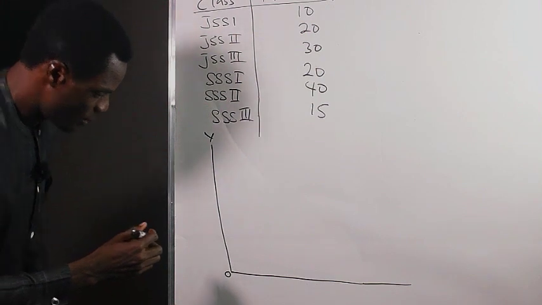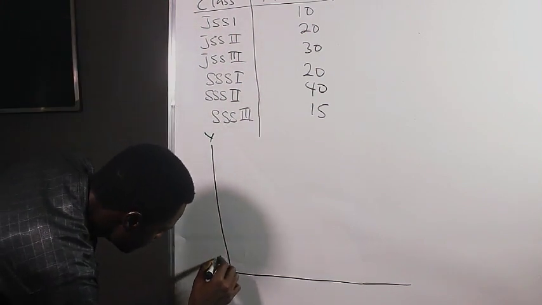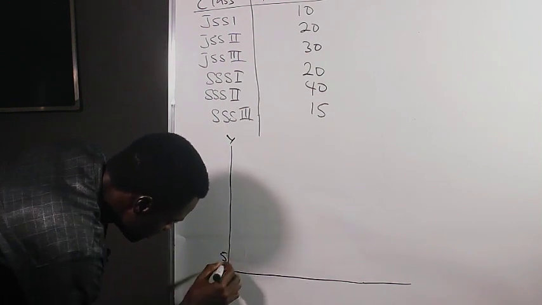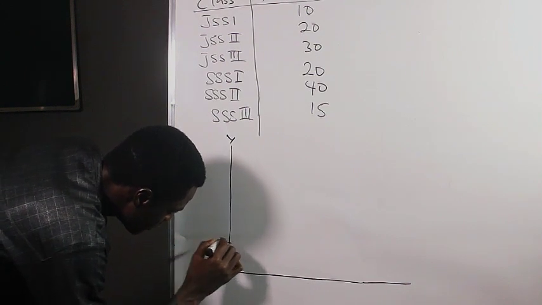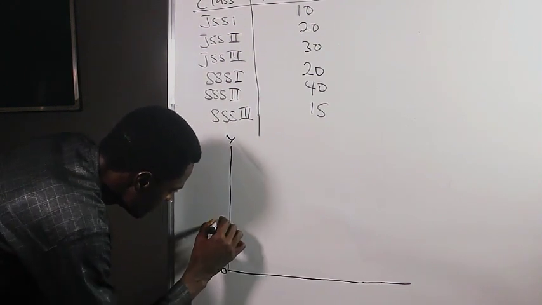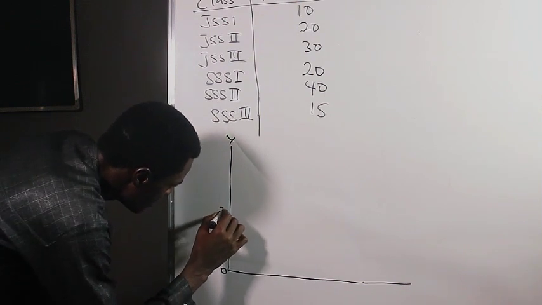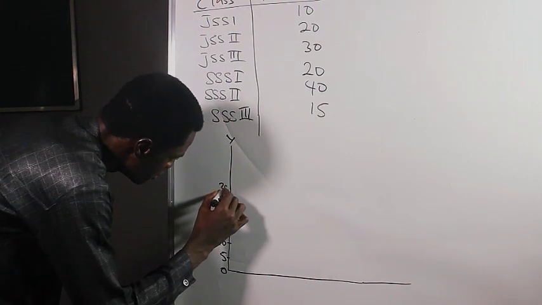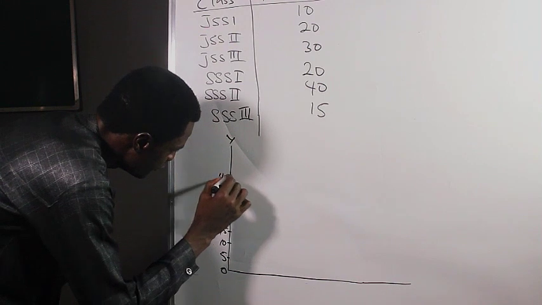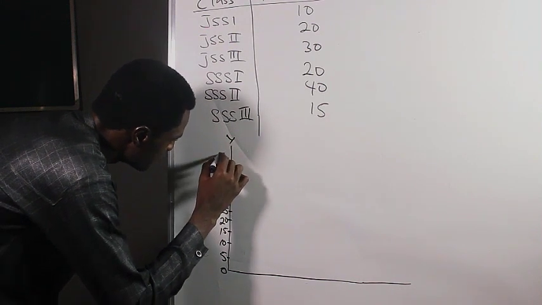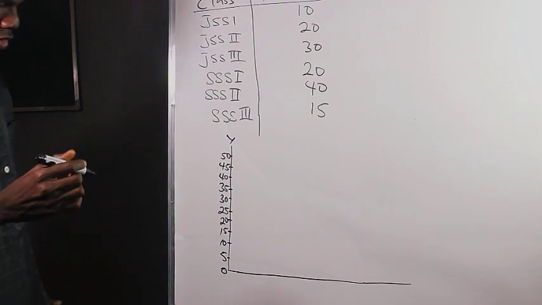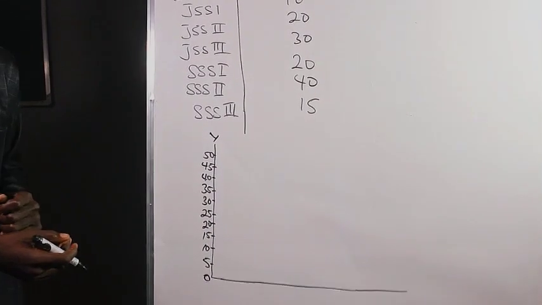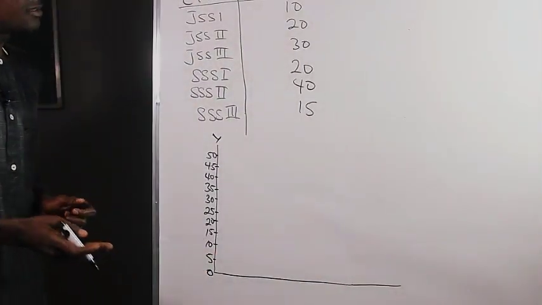So we put 5 as the difference in each class. For example, we'll start with 5 here, 10, 15, 20, 25, 30, 35, 40, 45, 50. So this y-axis represents the number of students, while the x-axis will represent class.